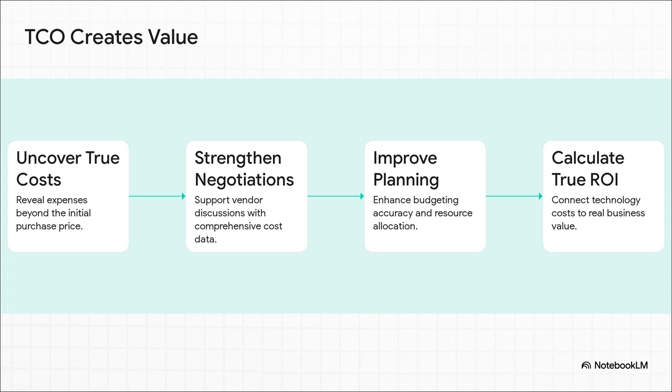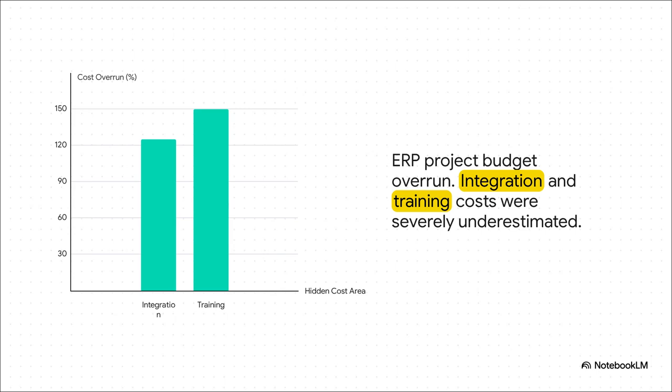And what happens if you ignore TCO? Well, it can get ugly fast. The research points to one company whose big new system ran 40% over budget. And why? Because they completely failed to account for the hidden costs of making it work with their old systems and the huge amount of training their employees actually needed.